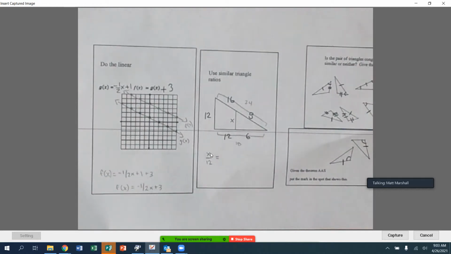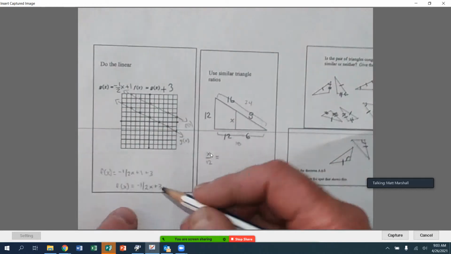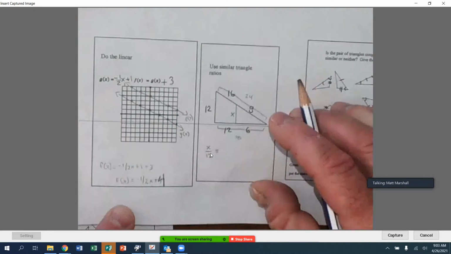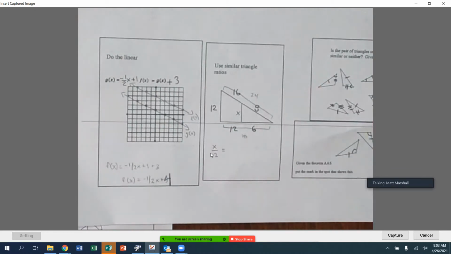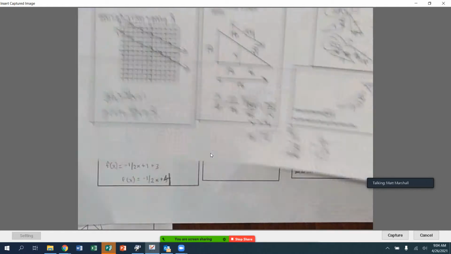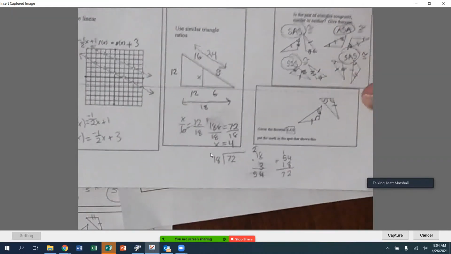Anything I could explain about this problem right here in terms of what you should know? Here's the original. Here's the new one moved up 4 or 3. That moving up 3 doesn't give you the new y-intercept. It just shows you where the new y-intercept is going to be, or gives you the algebra to get that new y-intercept.